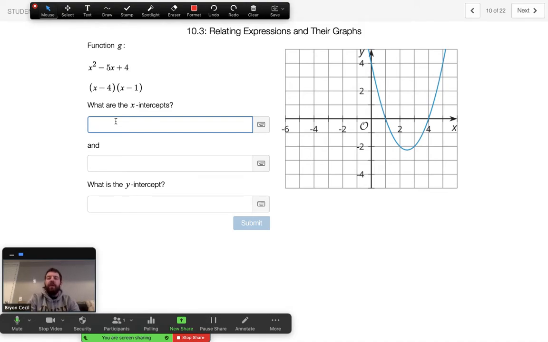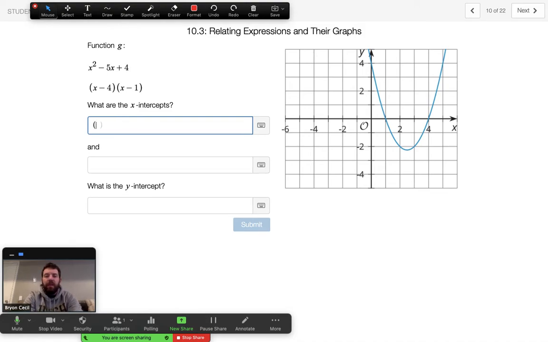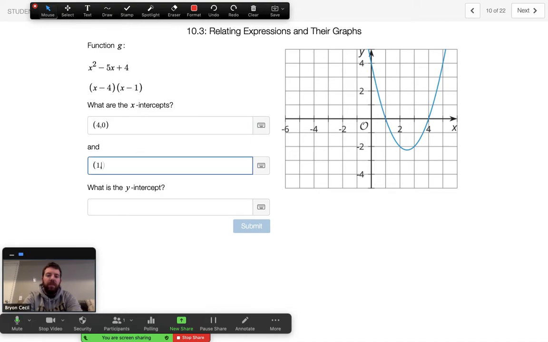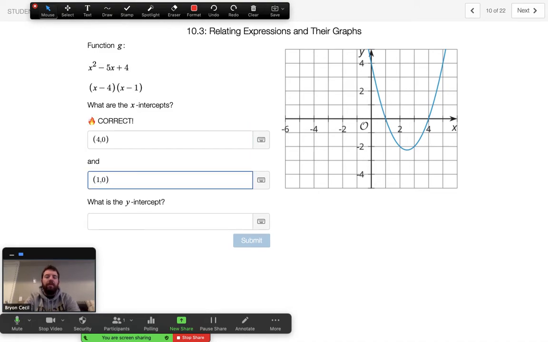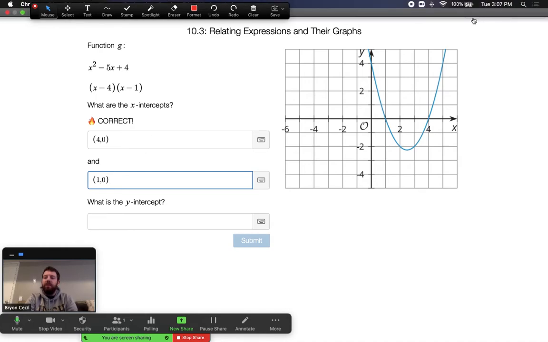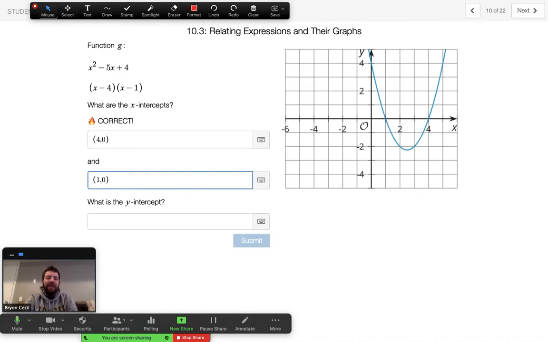Okay. What are the x-intercepts? Okay, so where do I cross at? Well, I'm going to cross at right here. It tells us that I'm crossing at 4, 0. I'm crossing at 1, 0. Okay. And so, did I do something wrong on that last one? Now it's bugging me that we did not get a flame emoji, right?